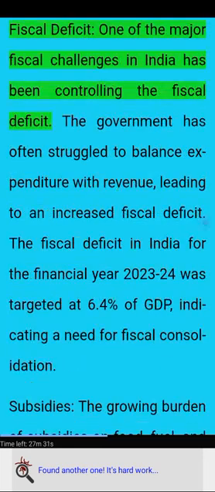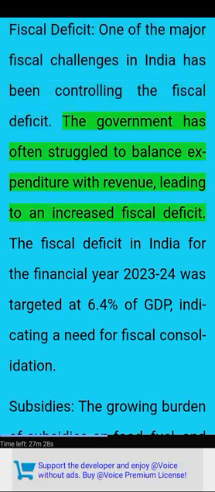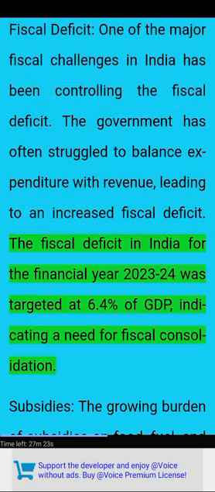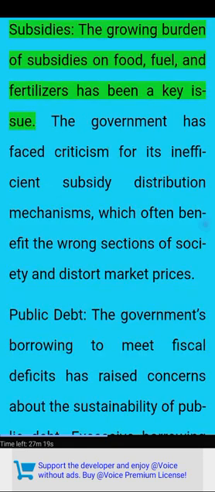Recent fiscal policy issues. Fiscal deficit. One of the major fiscal challenges in India has been controlling the fiscal deficit. The government has often struggled to balance expenditure with revenue, leading to an increased fiscal deficit. The fiscal deficit in India for the financial year 2023-24 was targeted at 6.4% of GDP, indicating a need for fiscal consolidation. Subsidies. The growing burden of subsidies on food, fuel, and fertilizers has been a key issue.